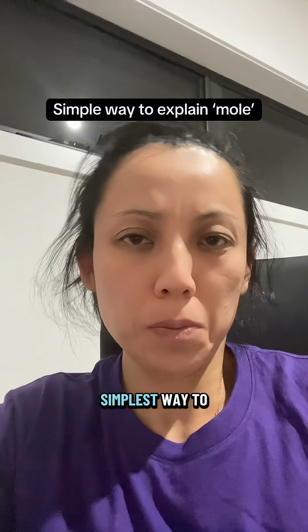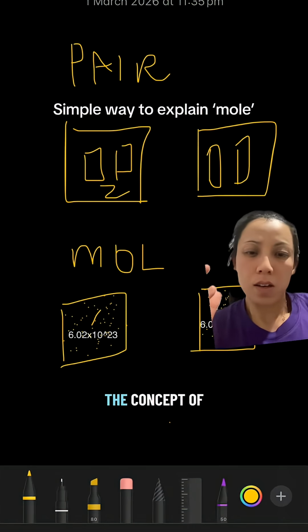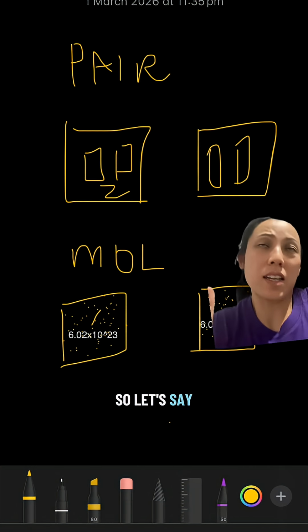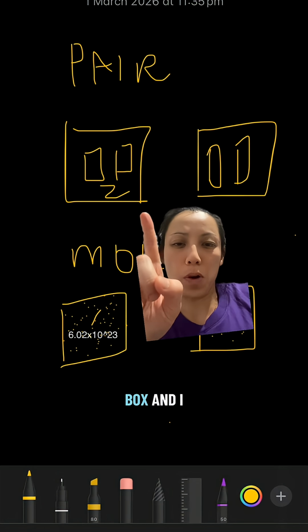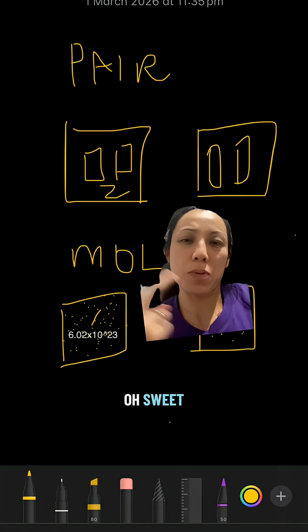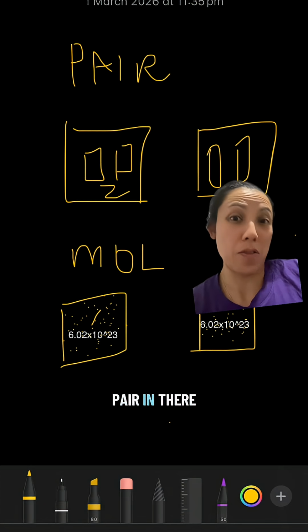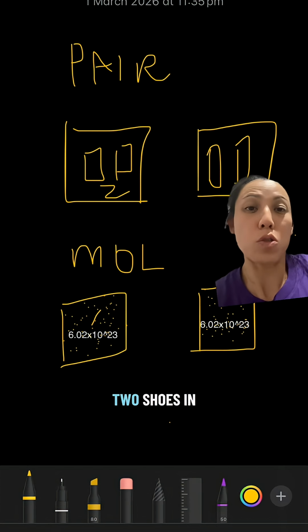This is the simplest way to think about the mole. The concept of a mole is literally a chemist's way to count things. So let's say with shoes, we count in pairs, right? If I give you a box and I say, that's a pair of shoes, you'd be like, oh, sweet, there's 2 shoes in there because a pair means 2. If I give you another box and I say there's a pair in there too, you're like, oh, cool, that means there's 2 shoes in there.